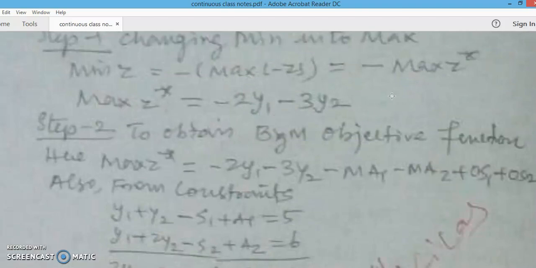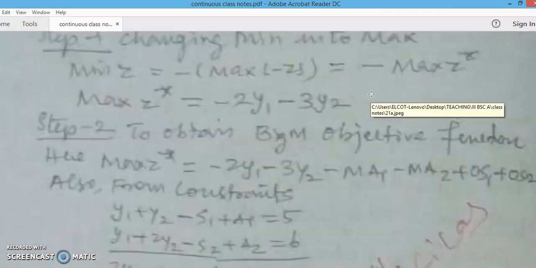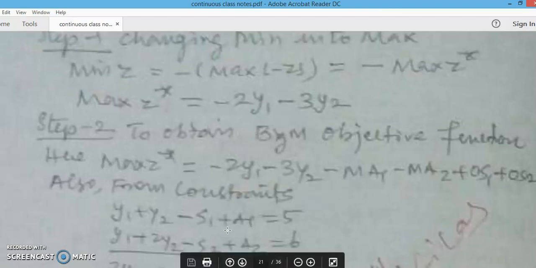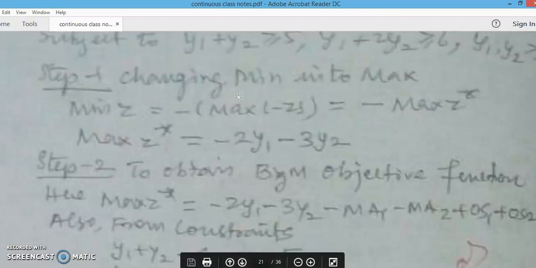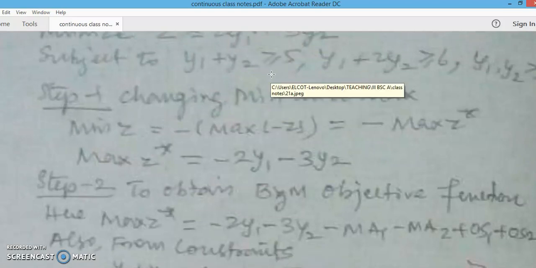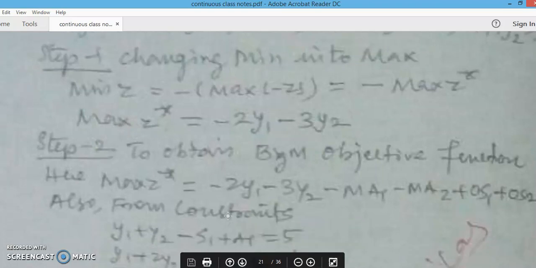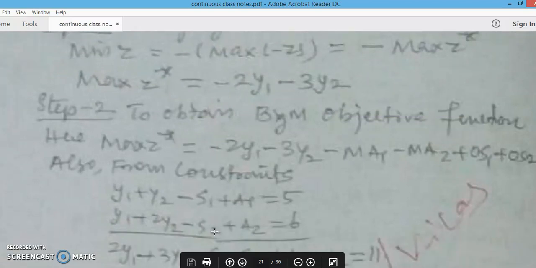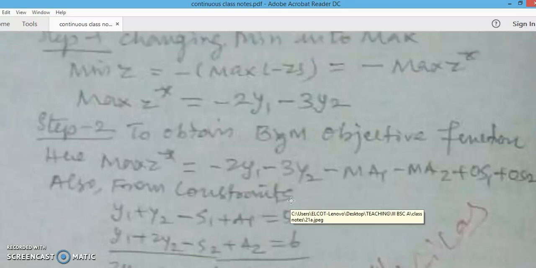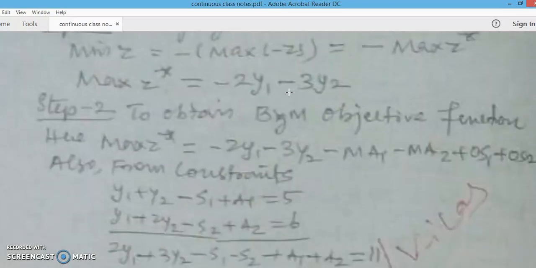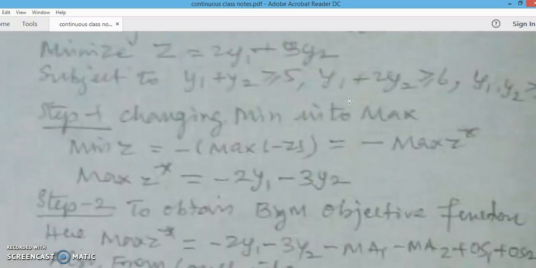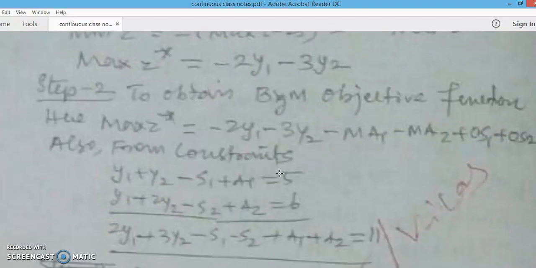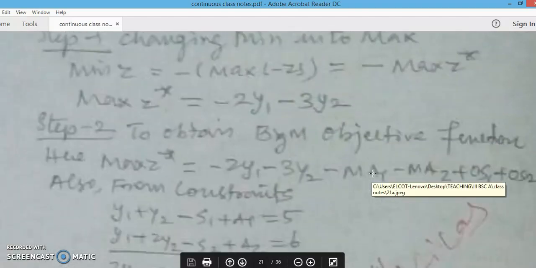big M objective function. How we are doing that, we know already. Here maximum z star is equal to... see here, greater than or equal to comes here. We have to subtract one surplus variable, and here is another greater than or equal to, another surplus variable. Then an artificial variable we have to add with them, plus a1, and then equal to 5. Similarly, y1 plus 2y2, so we have to subtract s2 plus a2.